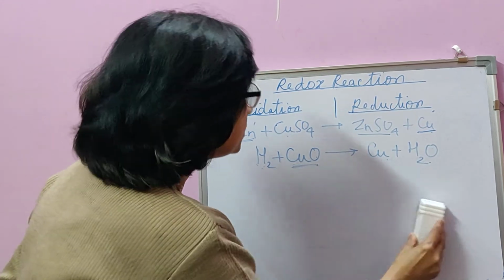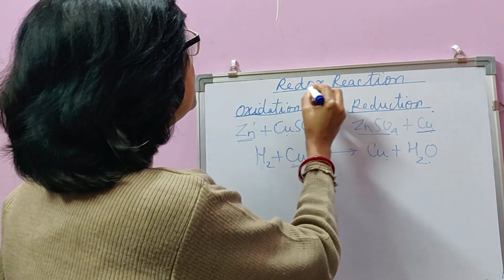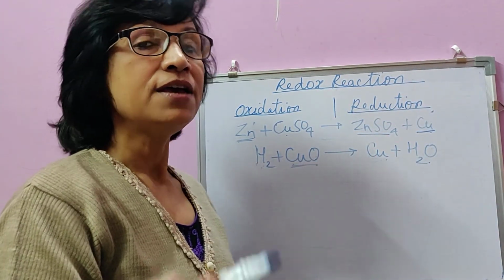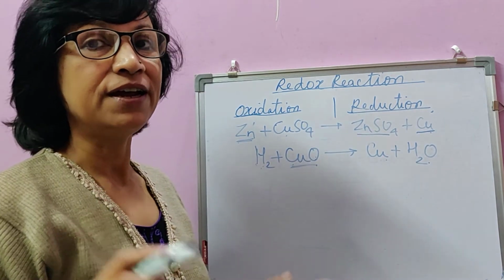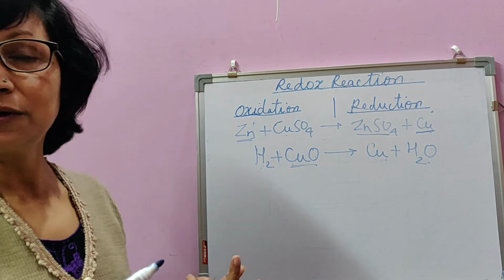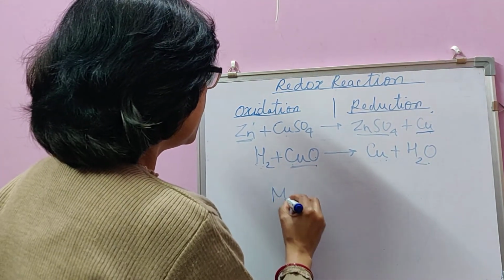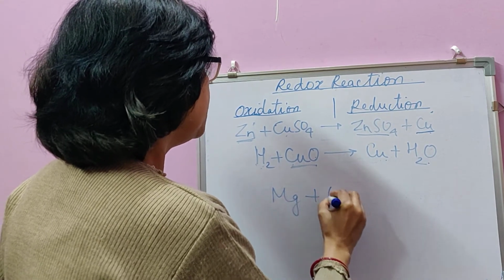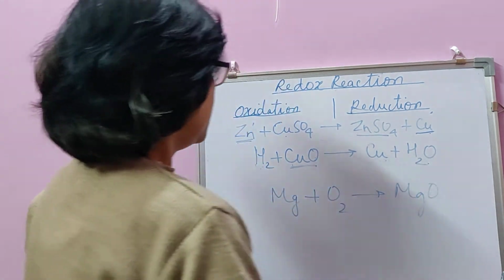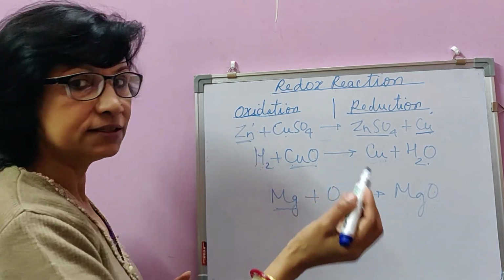And one more thing, single oxidation or single reduction doesn't take place. That's why we call it a redox reaction. It means every oxidation reaction is not only an oxidation reaction, it is also a reduction reaction. Same about reduction reactions. Reduction reactions are also oxidation reactions at the same time. Like I told you, Mg plus O2 gives MgO, in which magnesium is oxidized and oxygen is reduced.